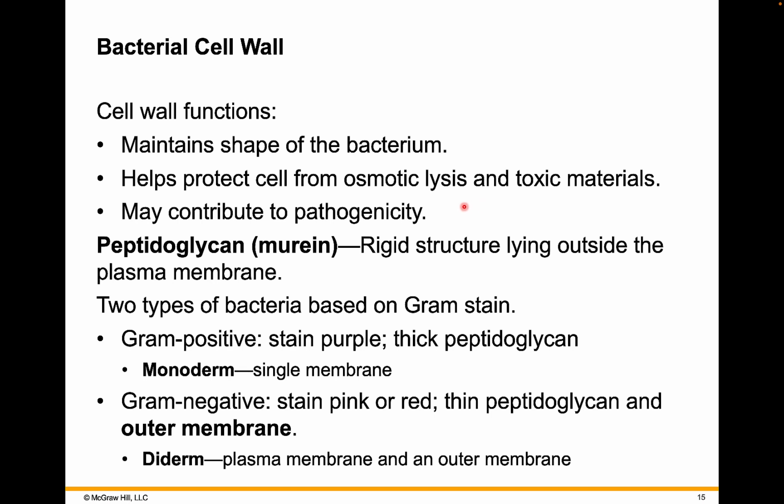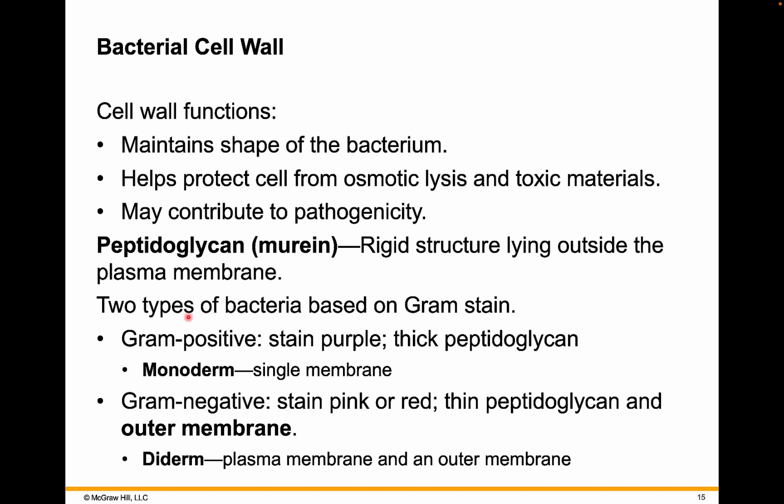The main building block of this cell wall is peptidoglycan. This is also known as murein. This peptidoglycan is not found in any plant cell wall, fungal cell wall, or even archaeal cell wall. And this is very unique to bacteria only. It is a rigid structure lying outside the plasma membrane.